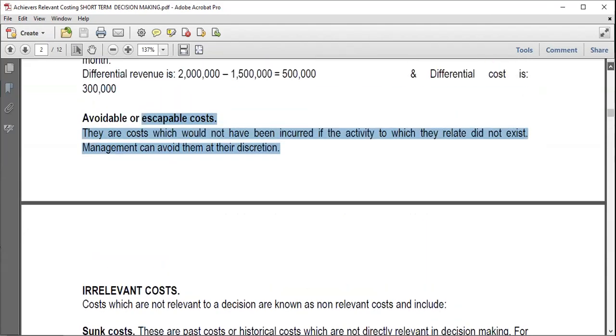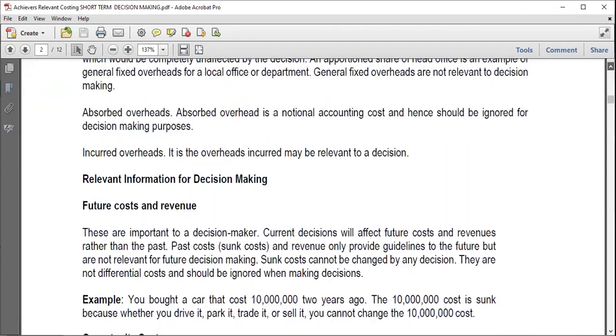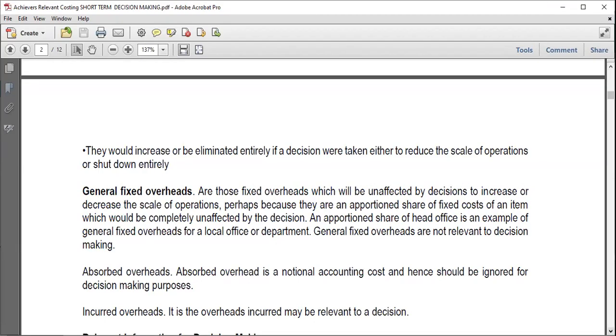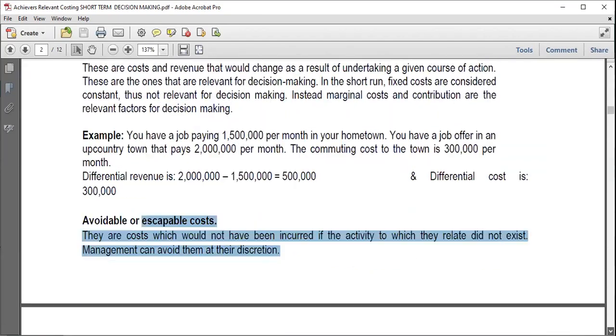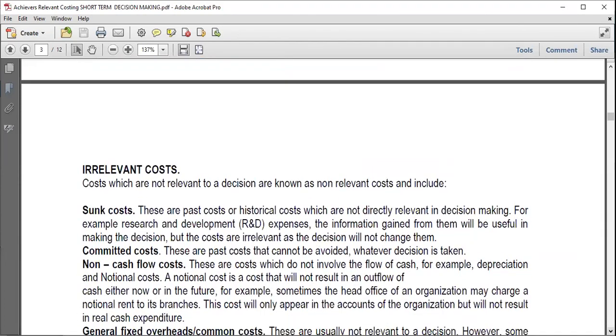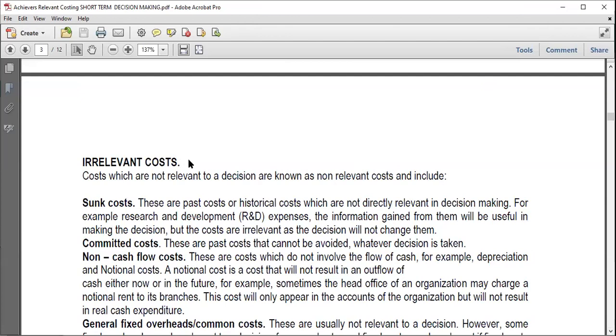So as you've seen here, we've been trying to look at relevant costs and what you should basically have in mind. Now, the next thing that we want to look at here are what we call the irrelevant costs. These are costs that, in case you find them in any decision-making scenario, you leave them out. You don't consider them. The reason why you don't consider them is because these will remain the same, whether you make the decision or not. So it's important for you to have that in mind.